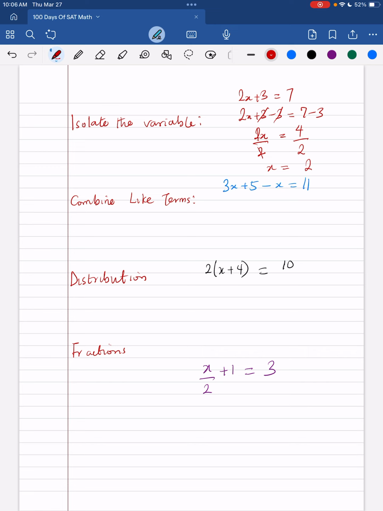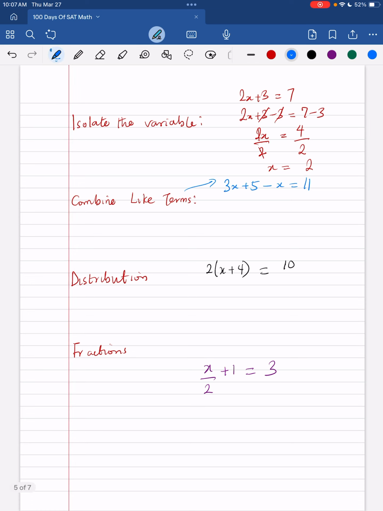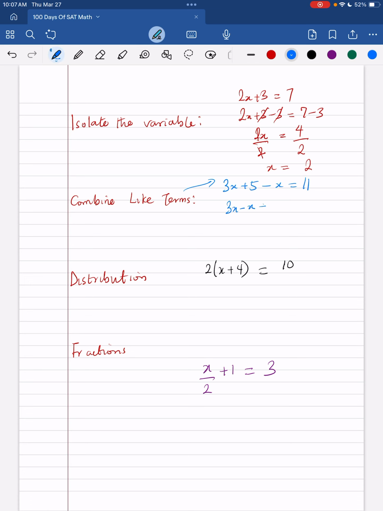Now, let's look at another strategy, combining like terms. Now, we have 3x plus 5 minus x equals 11. If you notice here, 3x and x are like terms because they both have the variable x. Why are 5 and 11 alike? Because they are both numbers without any x. So what we do here is combine the x's and combine the numbers. So we have 3x minus x plus 5 equals 11. So you have 2x plus 5 equals 11.